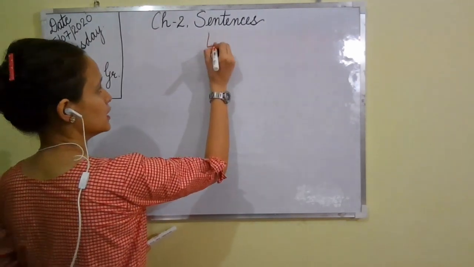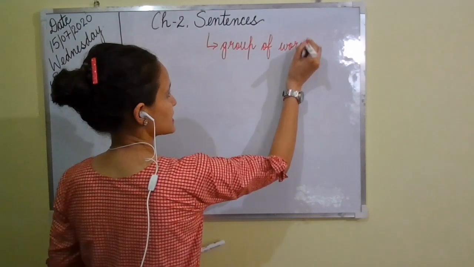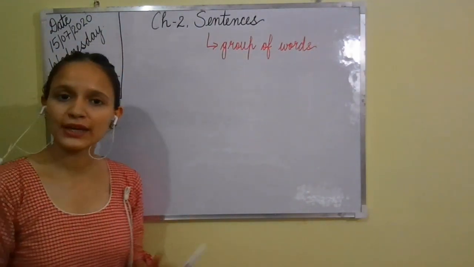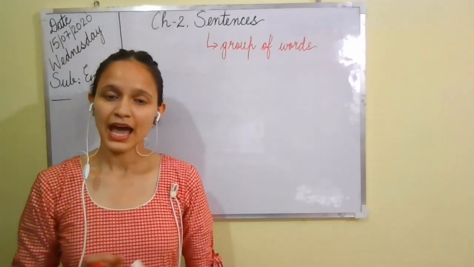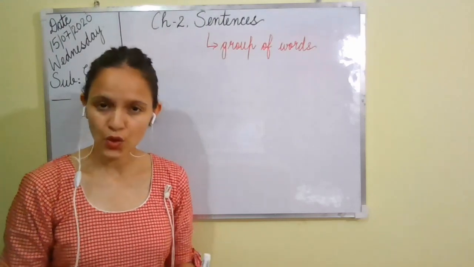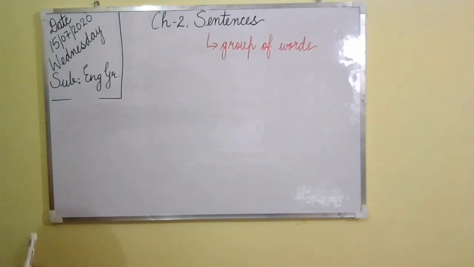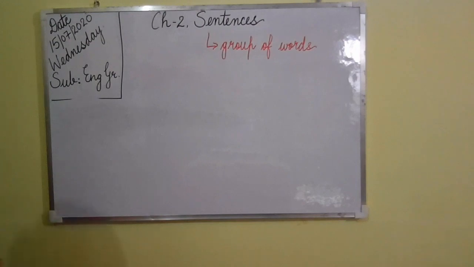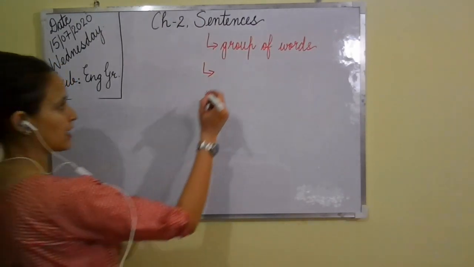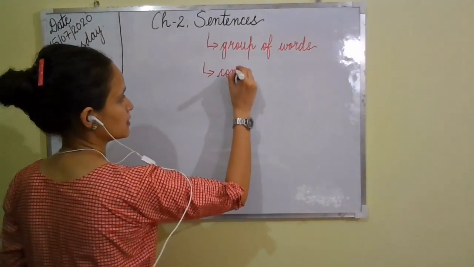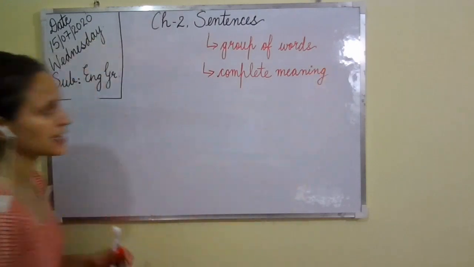Sentence is a group of words. Sentence is a group of words. Okay? Anything else we can add on it? Yes. A sentence has a proper meaning or sense. So, a complete sentence has a proper meaning as well as sense. So, I can say a sentence has a complete meaning. It has a complete meaning.